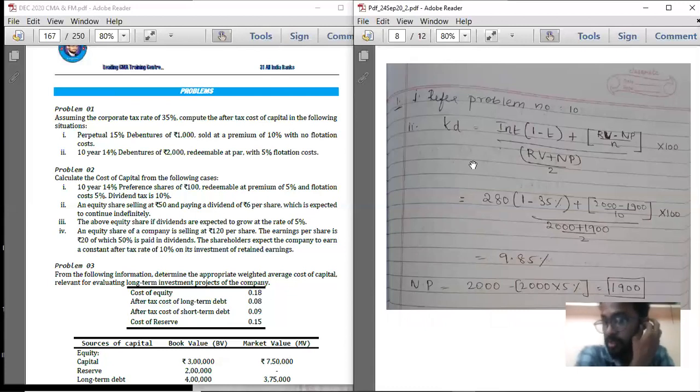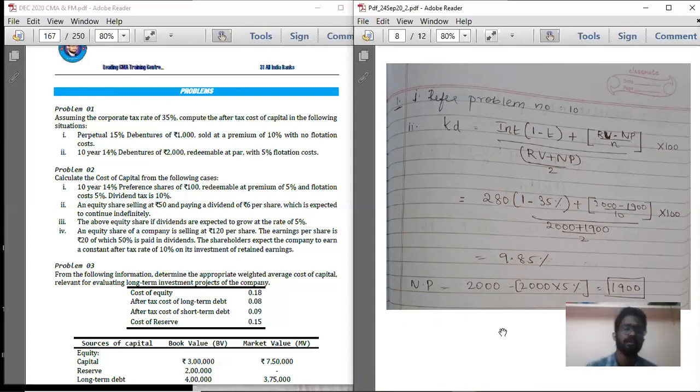So in respect of small Roman number 2, record KD is equal to, take the formula. KD is equal to interest into 1 minus tax, plus within bracket RV minus NP divided by N. RV means redemption value, NP means net profits, N means number of years. So RV minus NP divided by N, close the bracket, whole divided by RV plus NP divided by 2, into 100. So we have taken the formula for it.